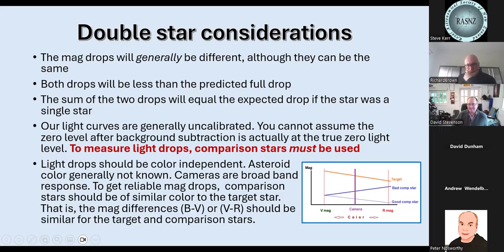there. So you've got to be careful when you're looking at comparison stars to try to have comparison stars which are of a similar colour to your target star. So the difference in the V magnitudes and the difference in the R magnitudes should be reasonably the same. If they're greatly different, then your comparison star that you're going to use for magnitude drops is not reliable.